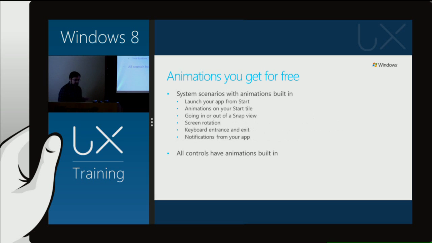There's a bunch of stuff that you don't even really have to worry about. We put in a bunch of animations that the system itself does for you for free. So you don't have to do anything special to make sure that your app animates in when someone taps on the tile. You don't have to do anything special when you're rotating. We take care of that animation for you. You don't have to do anything special for keyboard entering or exiting. All of those are system animations, and that's not what the animation library provides. It instead provides animations that are a little bit more specific than that.